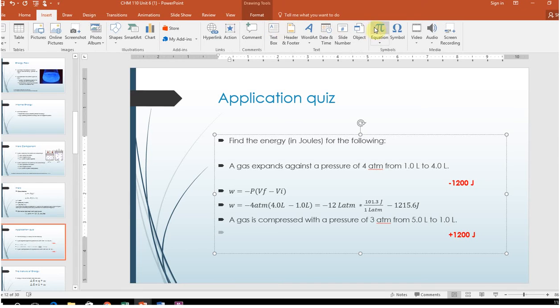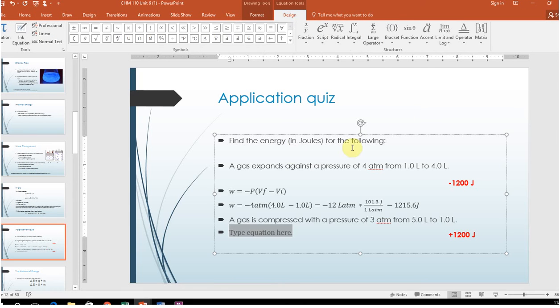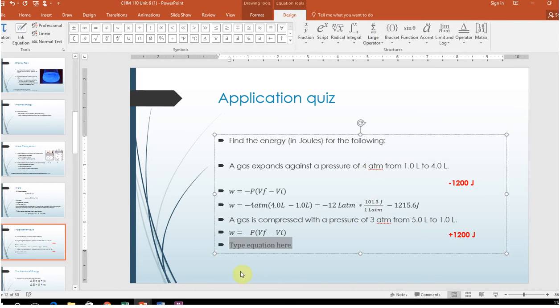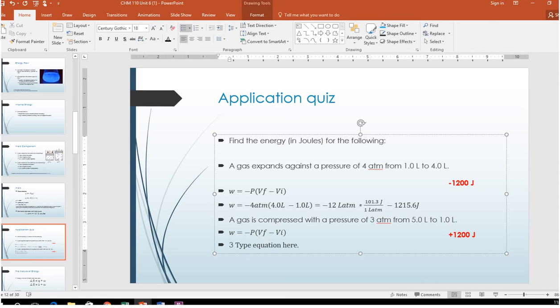Here we have the same equation. Work is equal to negative P times VF minus VI. Now here, for our purposes, we have a pressure of 3 atmospheres.